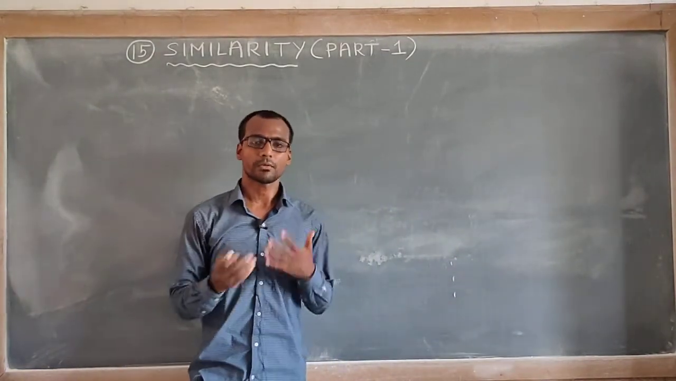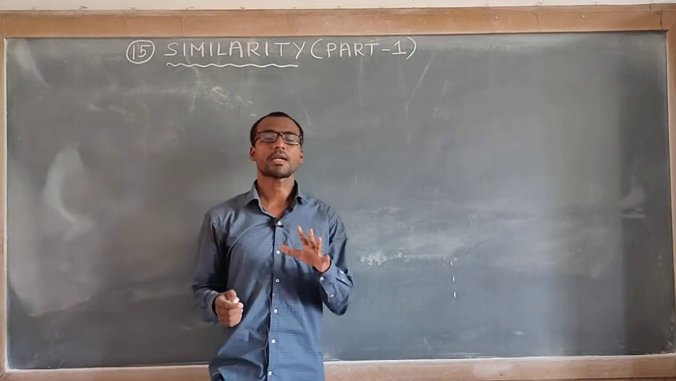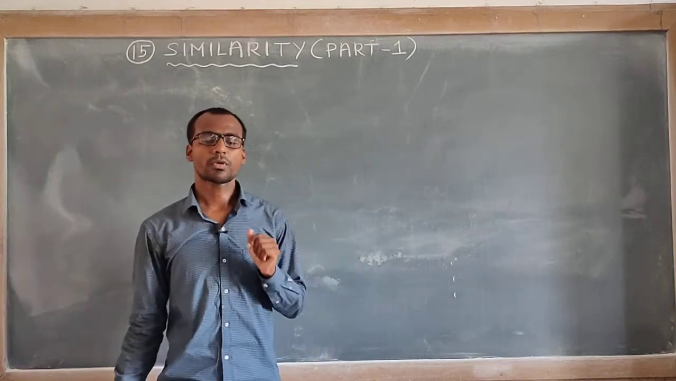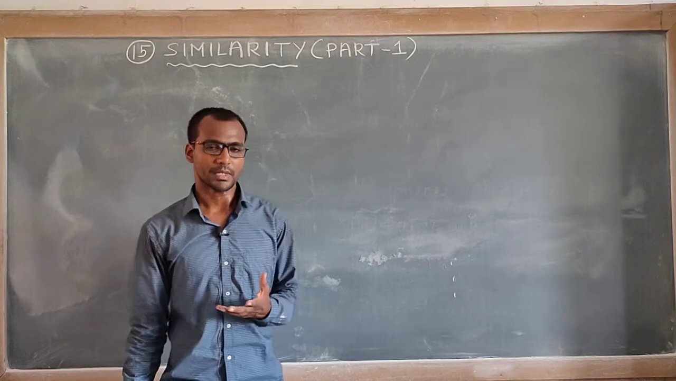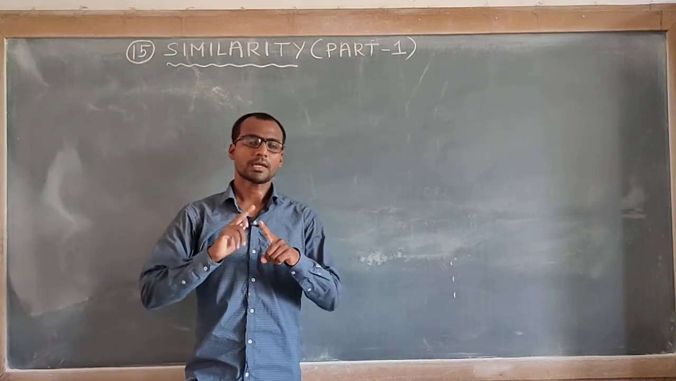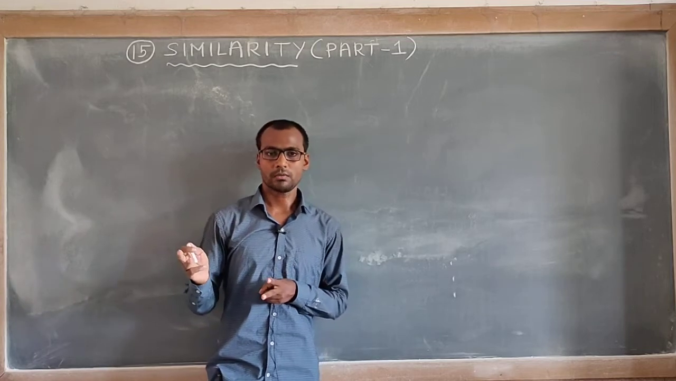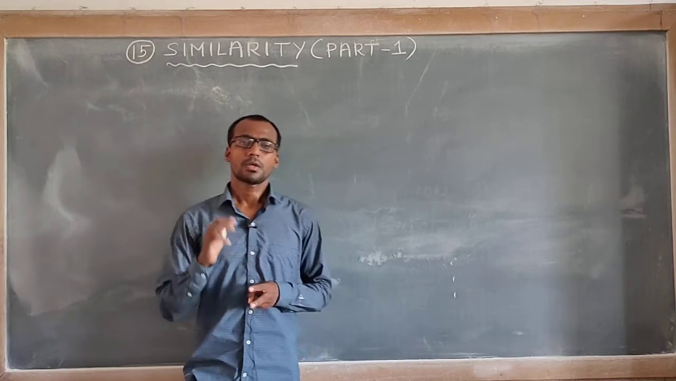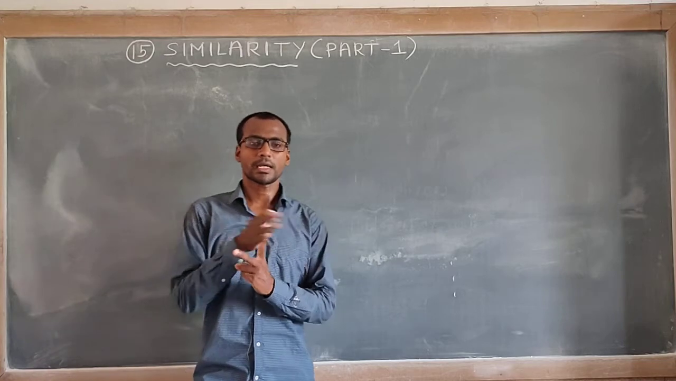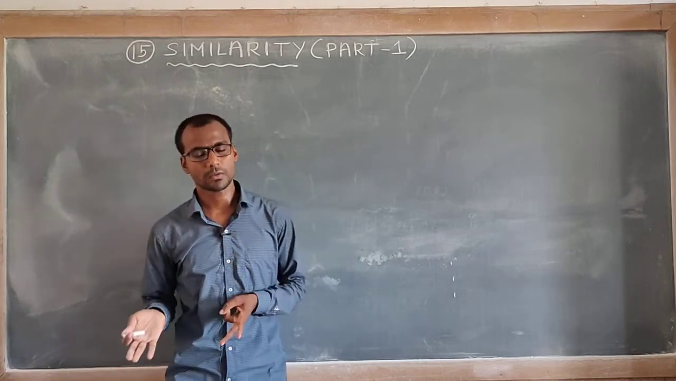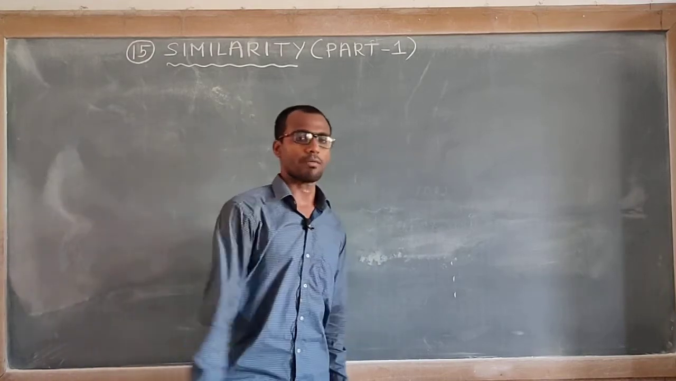If we move back to congruency of triangles, which you have studied in class 9, if two triangles are congruent, then what happens? The corresponding angles are equal, and the corresponding sides are also equal. We get these two things. If two triangles are congruent, then corresponding angles are equal, corresponding sides are also equal.